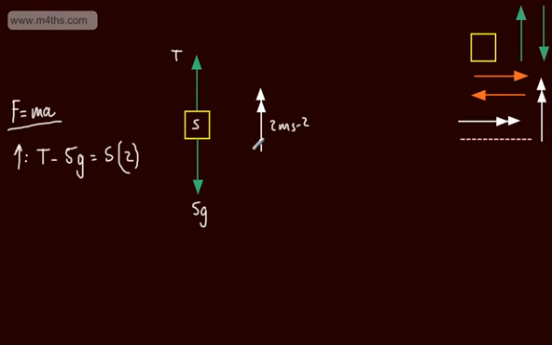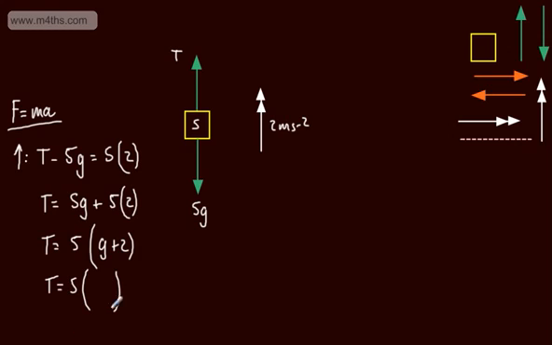Now, if this was accelerating in the opposite direction, or decelerating, this would be minus, and we'll look at that now. So now I could add the 5g to both sides, so it would be 5g plus 5 times 2. So we could factor that if we wanted. T would be equal to 5 lots of g plus 2. Now g is 9.8, so the tension in my rope would be 9.8 plus 2, which gives me 11.8, and then we could work out that's going to be 59. So the tension is going to be 59 newtons.